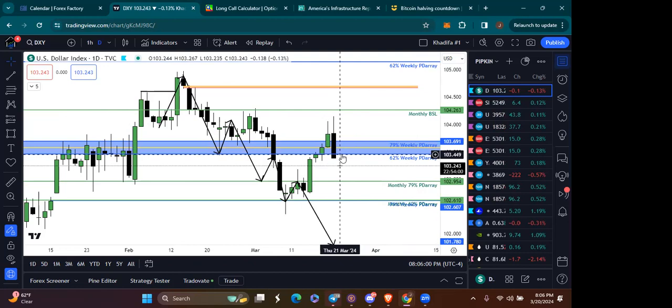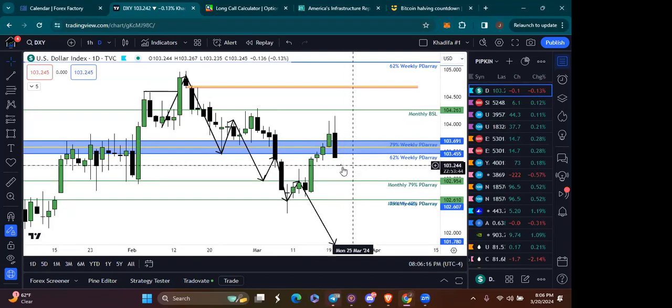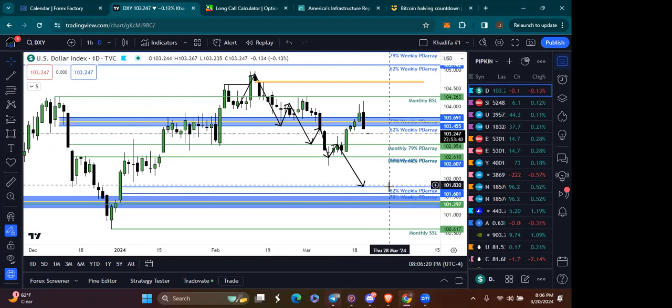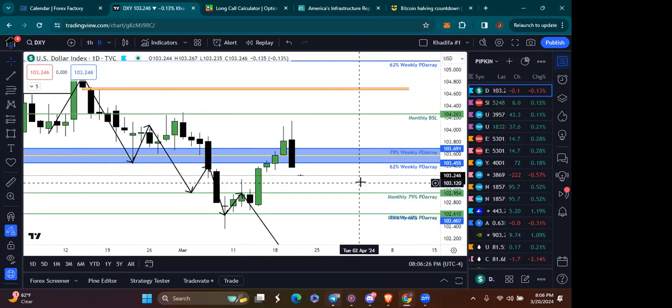Respect that and continue higher, or break back below them, close below them, and then I will look for us to still be on the side of bearishness to the downside, to these PD array levels that we see to the downside.